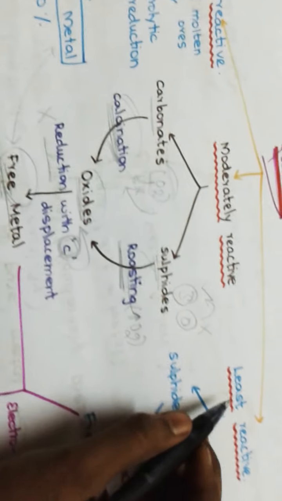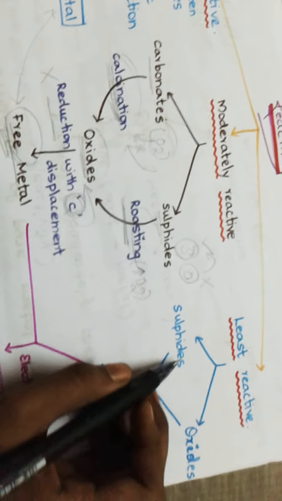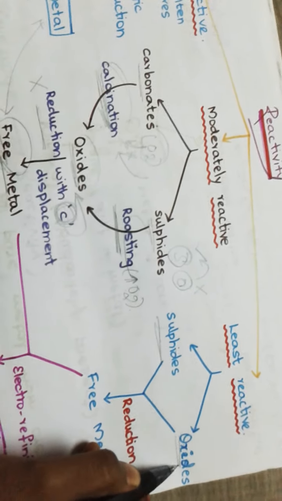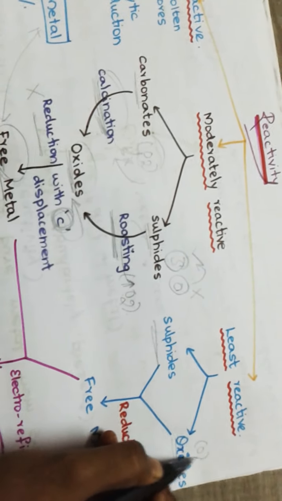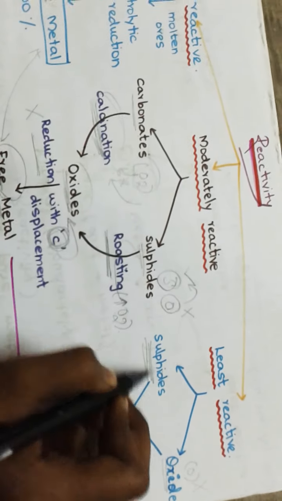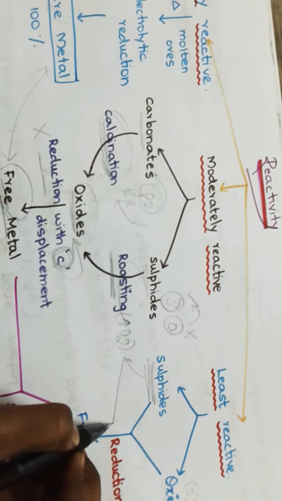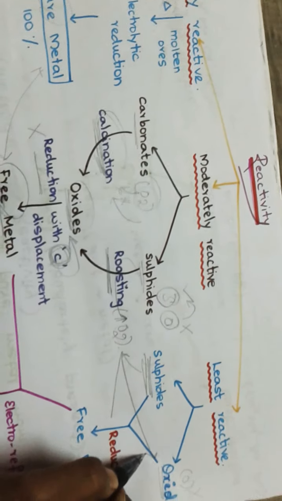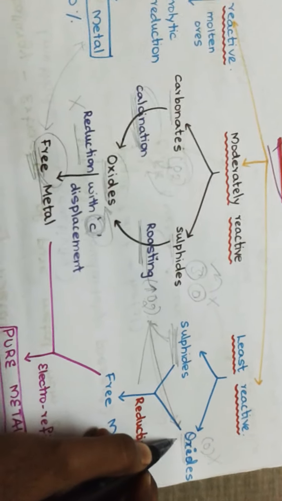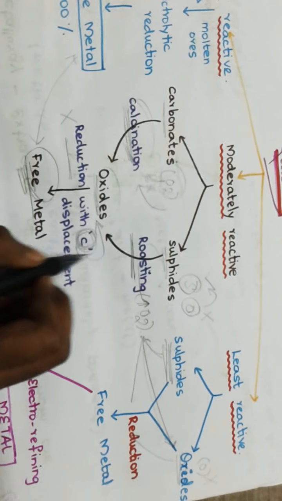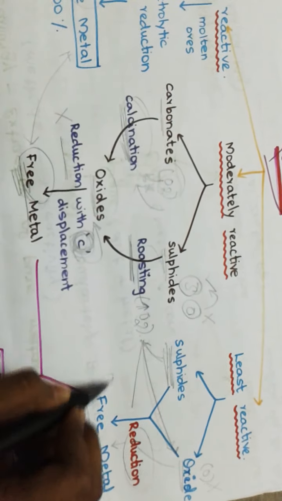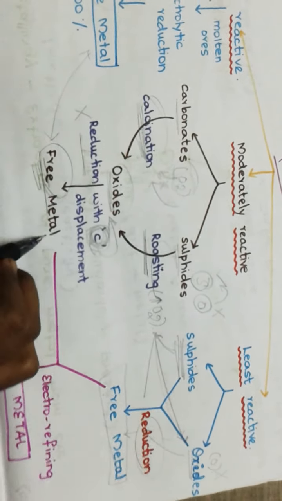Next, when you go to the least reactive metals, again it has two things. It occurs as sulfides and oxides. Oxides already possess oxygen, so here there is no need to do anything else. But for sulfides, you need to do roasting, as I said, and it goes to oxides. From the oxides, when you reduce it, reduction happens and it comes to free metal. Here also free metal, here also free metal.